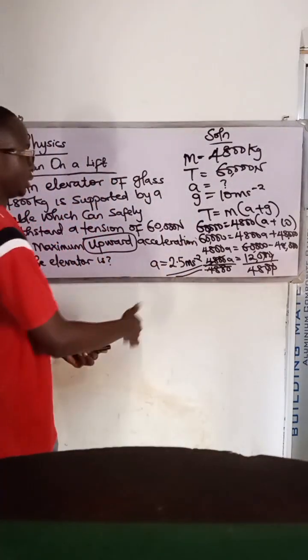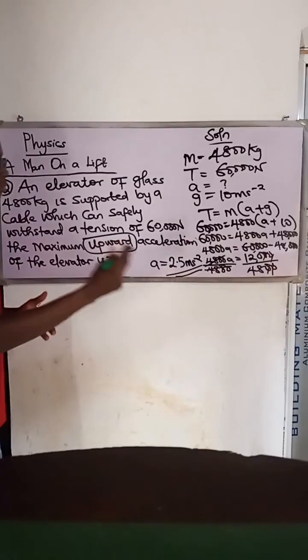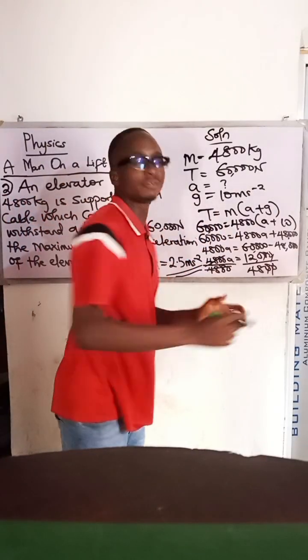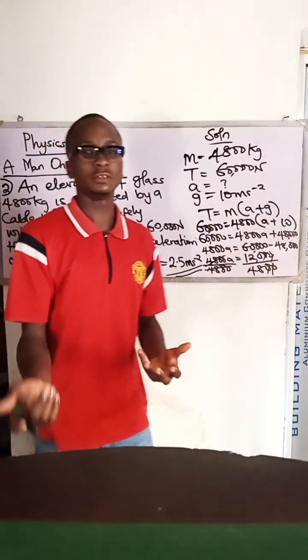This is how you solve it: you just bring out the parameters, then you bring out the formula. I've derived these formulas in my previous videos.